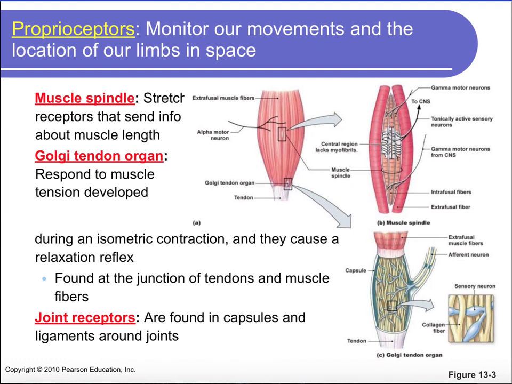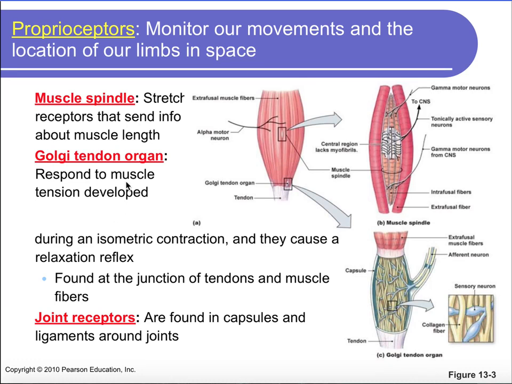Okay, so let's move on to our proprioceptors. So proprioceptors tell us about our body position in space. And there are different types of proprioceptors. We have muscle spindles, Golgi tendon organs, and joint receptors. So joint receptors are found in capsules and ligaments around your joints and give information about what's going on there. Well, that's not in your joint, but around your joints.